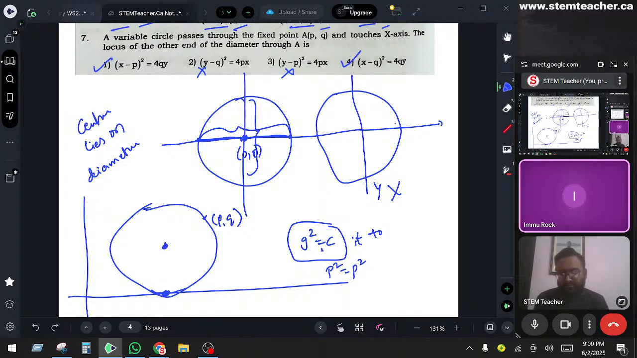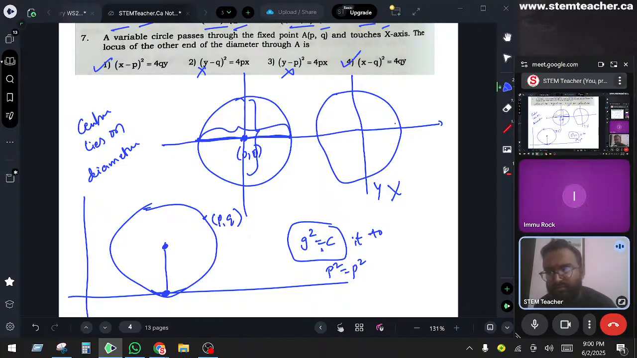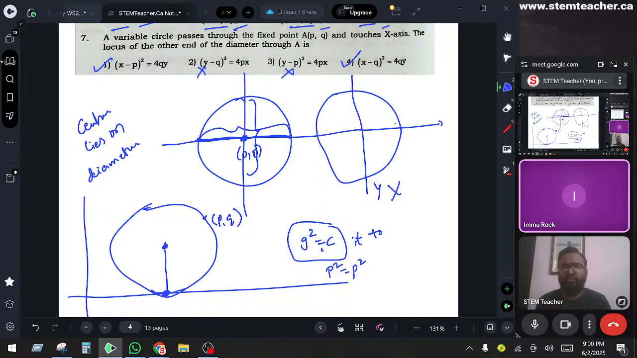Touches x-axis. Need to think about this. Variable circle passes through the fixed point A, P, Q and touches x-axis. The locus of the other end of the diameter through A is x minus P whole square is equals to Q square. It is wasting time, don't waste the time.